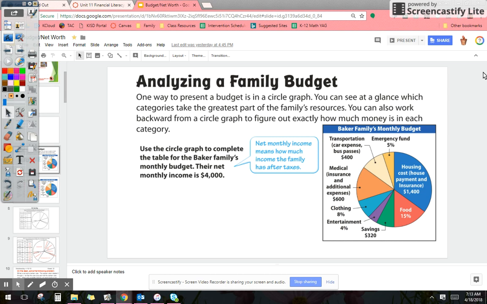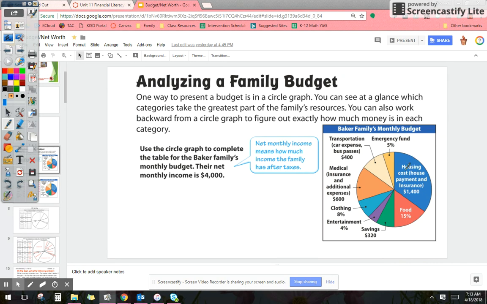Analyzing a family budget. One way that you can look at a family budget is through a circle graph, and you can see right here how that could be set up. When you have a job, when you grow up, there are things that you have to make sure that you are setting money aside for. And your money goes into certain things.